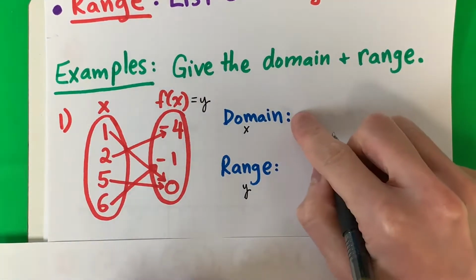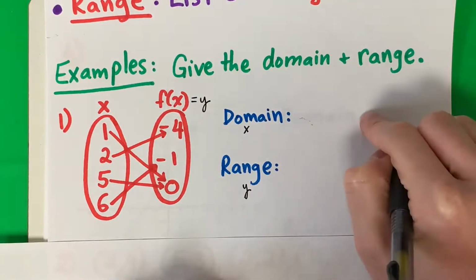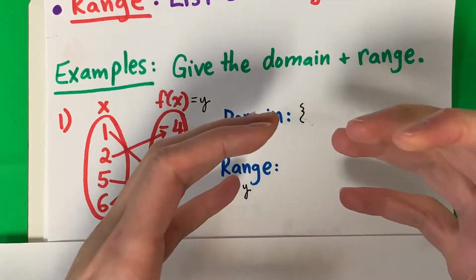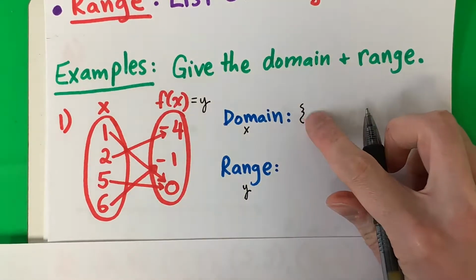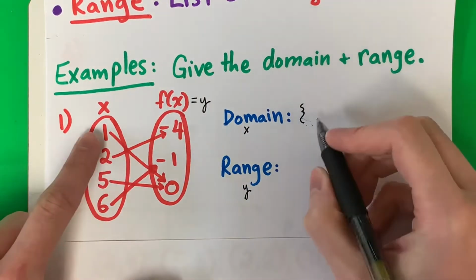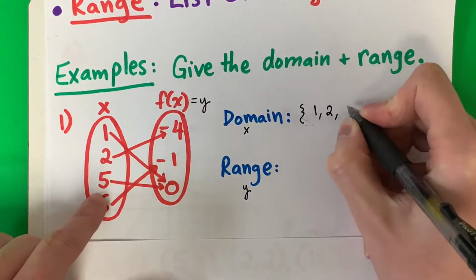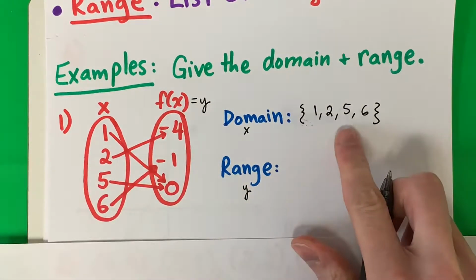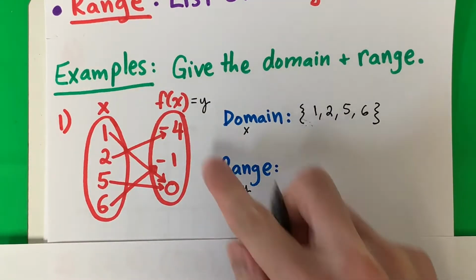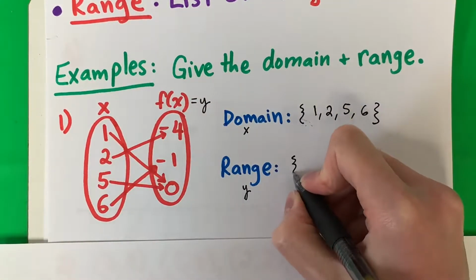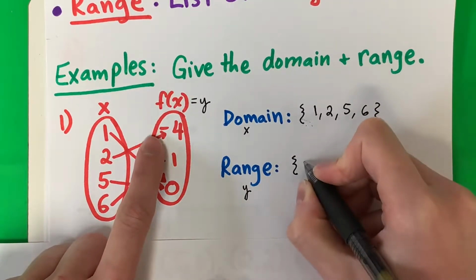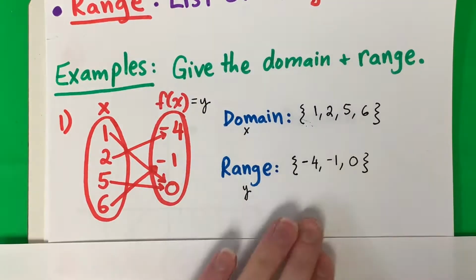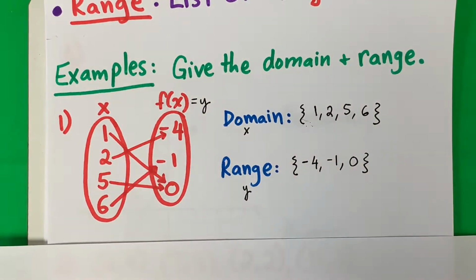So I'm going to make a list of all of my numbers in the domain. And to do that, I need to put some braces to keep this set together. So this is a brace here. I'm going to put my numbers in order. So 1, 2, 5, 6. I need to make sure that those numbers are in order in the list. And for my range, that's my y. So I'm going to open my braces and put them in order from small to big. So -4, -1, 0, and close my braces. So this is my answer right here. Very simple.